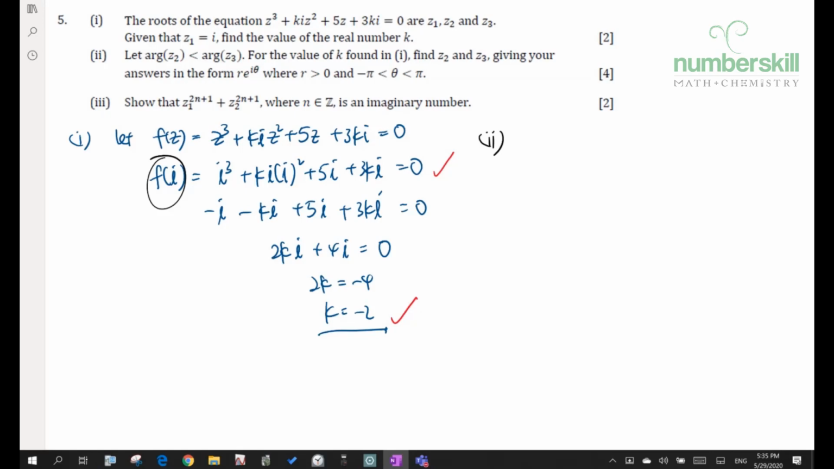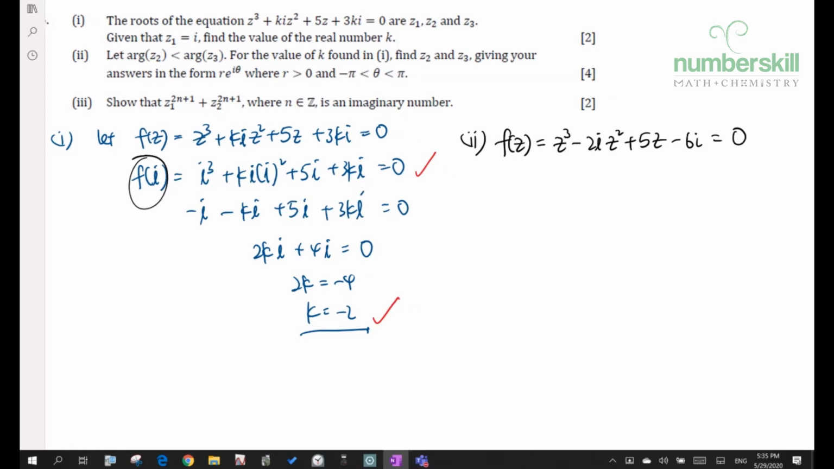Anyway, let me show you quickly. Since now I already know my k, I should rewrite this. Hold on. Minus 2i z squared. In case I transfer the information wrongly, that'll be very disastrous. So you want to be a bit more careful. So we know that this is a cubic equation, right? We are old enough to deal with i. So what do we know? We know that this is a factor.